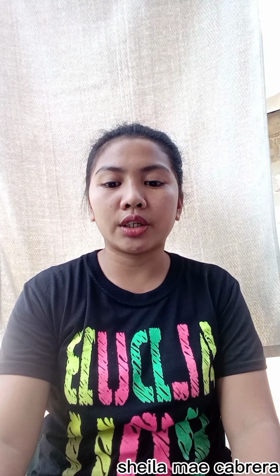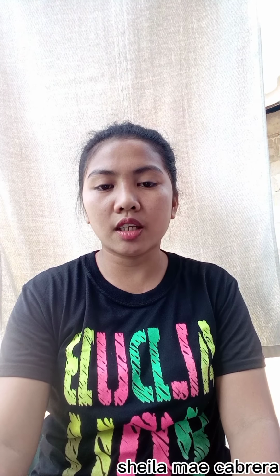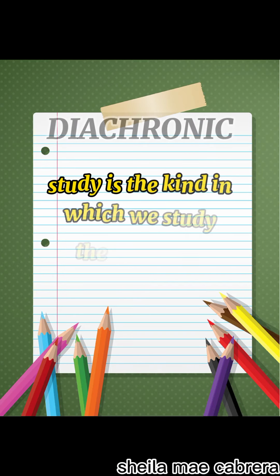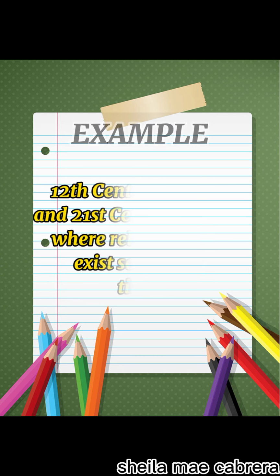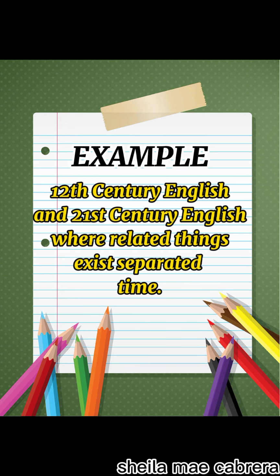Before Saussure, language was studied diachronically, wherein structuralists studied and focused on the history and cause of change in individual words over time. And it was assumed that words somehow imitated the objects for which they stood. Diachronic study is the kind in which we study the historical development of language through different periods of time. Example, 12th century English and 21st century English are related things separated by time.